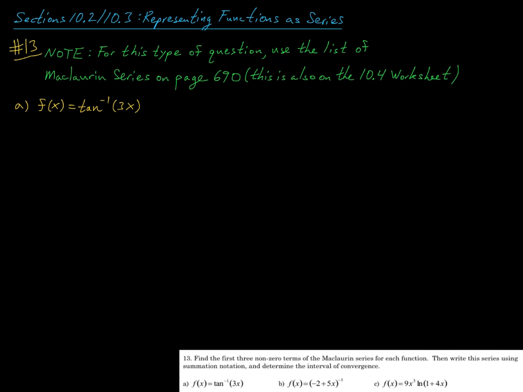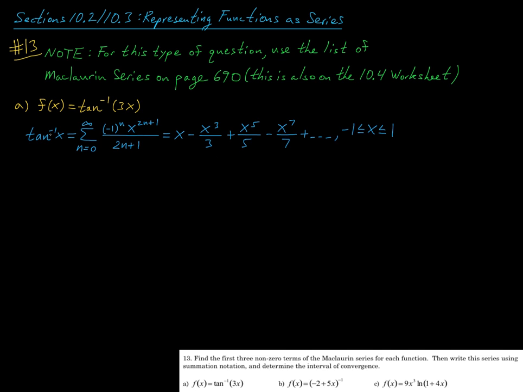All right, so let's go ahead now and jump into part A, where f of x is the arctangent of 3x. Now recall from question 7, we showed that the arctangent of x is equal to this series x minus x cubed over 3 plus x to the 5th over 5 minus x to the 7th over 7, and so on. And this series converges to the arctangent of x for all x greater than or equal to -1 and less than or equal to 1.